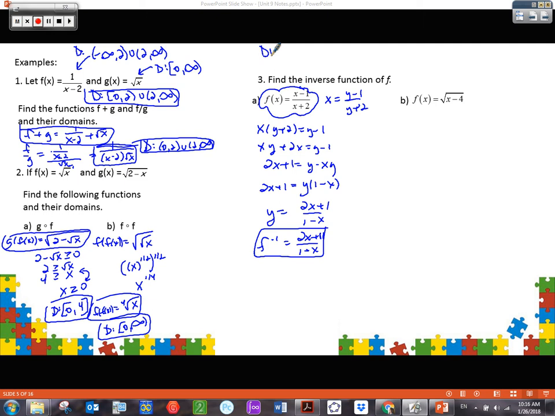So the domain, pretty straightforward. I think we'll be fine with that. You know, we can't have a negative 2, right? So we would go negative infinity to negative 2, union negative 2 to infinity. That's my domain. The range is a little bit more challenging.